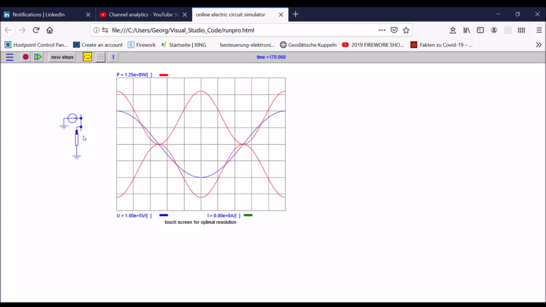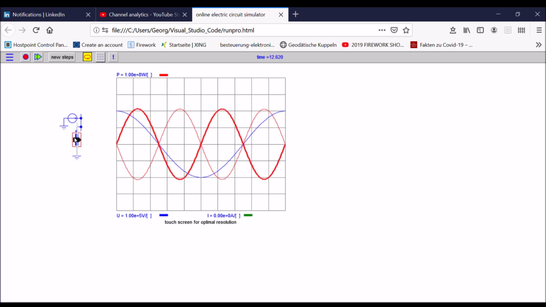And what you can see now is that the power source supplies power. As soon as a source is supplying power, it depends on how you count the system. I have defined that then the power is counted negative, and if an element receives power, the power is counted positive. If I replace my ohmic resistor by a reactor, you can see that now the power is oscillating back and forth between the source and the reactor.